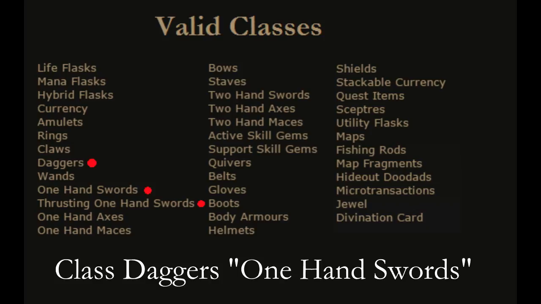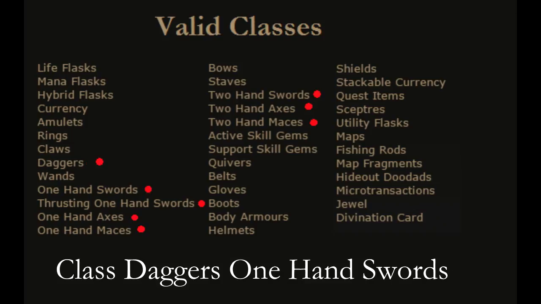While one-hand swords will match only one-hand swords and thrusting one-hand swords, without quotes it matches one-hand swords, thrusting one-hand swords, one-hand axes, one-hand maces, two-hand swords, two-hand axes, and two-hand maces. Adding quotes to daggers does nothing, as daggers is itself already a single token.